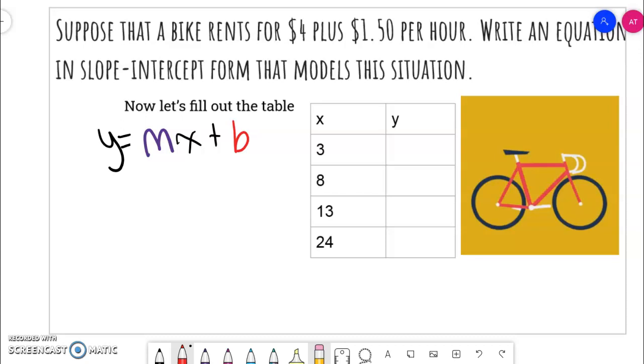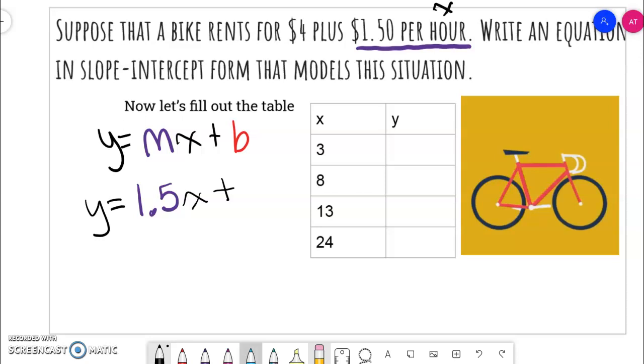Suppose that a bike rents for $4 plus $1.50 per hour. Looking back at my vocab, I know that per something means that this is my slope. So I instantly know the start of my equation is y equals 1.5, and I'm going to leave the x alone because I don't necessarily know what it's going to be, and I need to know how many hours I'm going. So x is the number of hours, plus my $4.